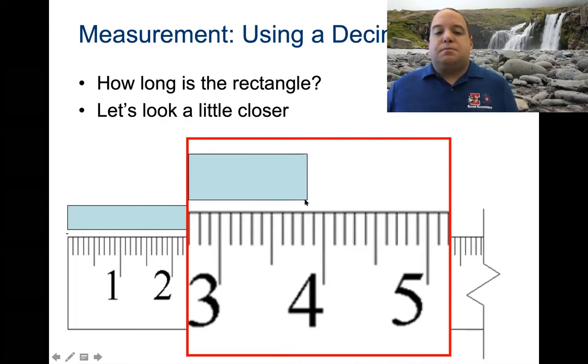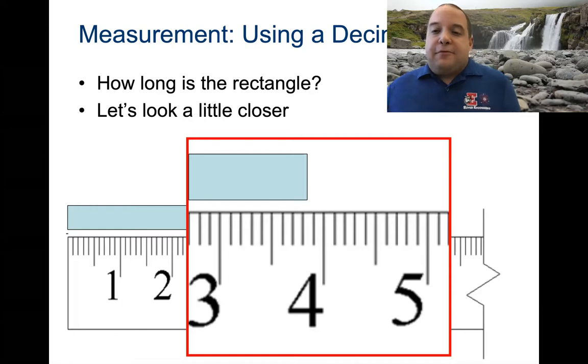So where is this box stopping? As we take a look, it lands right about here. If we start counting, we know that this is 5, 6, 7, 8. So 3.8. If you wrote down 3.8, you are correct based off of what we've talked about so far.